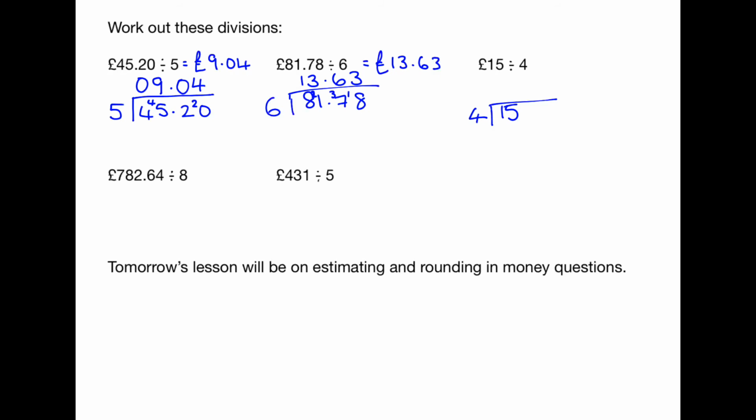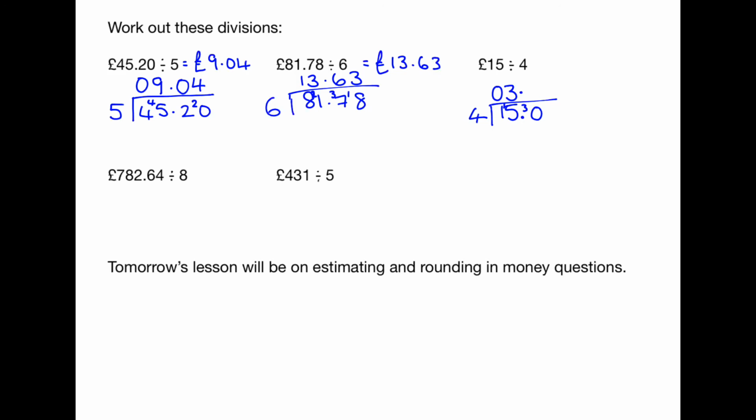So 4 into 1 doesn't go. So we put in a 0 and carry in the 1. 4 into 15 goes 3 times with 3 left over, but we haven't got anywhere to put that 3. Normally we would want to carry that 3 onto the next number, but there isn't another number. But don't forget that 15 is exactly the same size as 15.0. So you can put a 0.0 there, we can put our point above, and we can carry on.